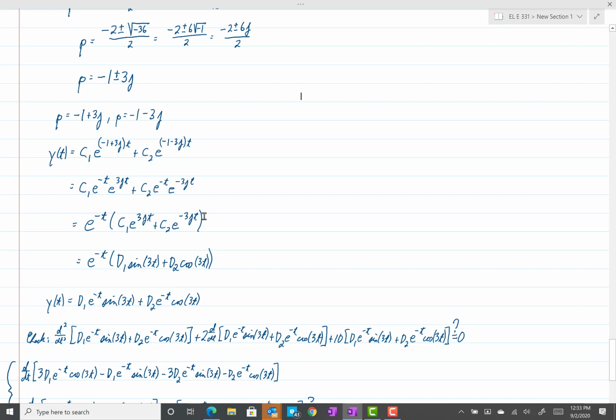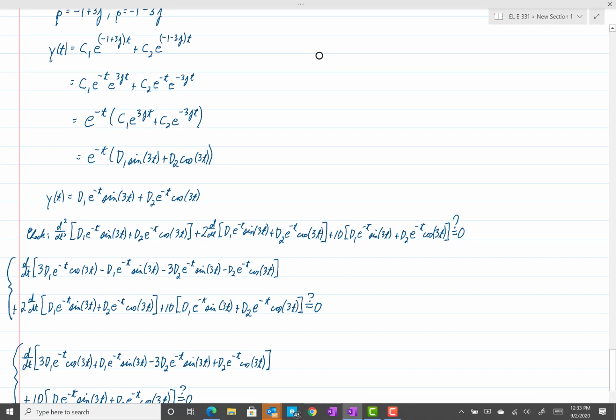But as we saw in example 5, frequently instead of having C1 e to the 3jt plus C2 e to the minus 3jt, we will instead write it like d1 sine 3t plus d2 cosine 3t. So we'll do that here as well. And now if we multiply through by e to the minus t, then we have this way of writing y of t. So we have one solution that is e to the minus t sine 3t, another solution that is e to the minus t cosine 3t.